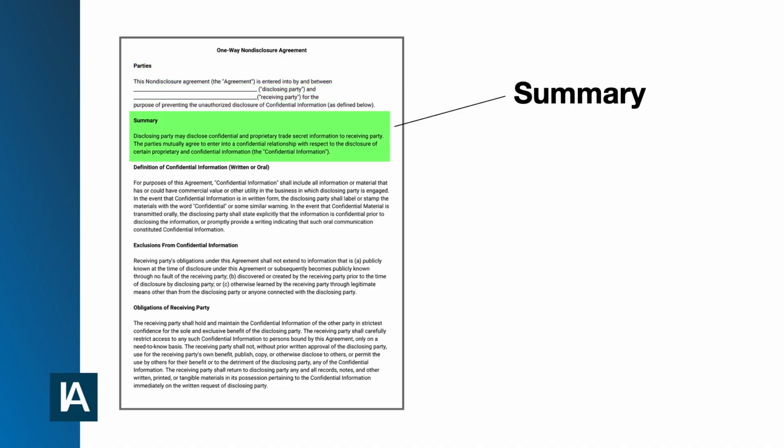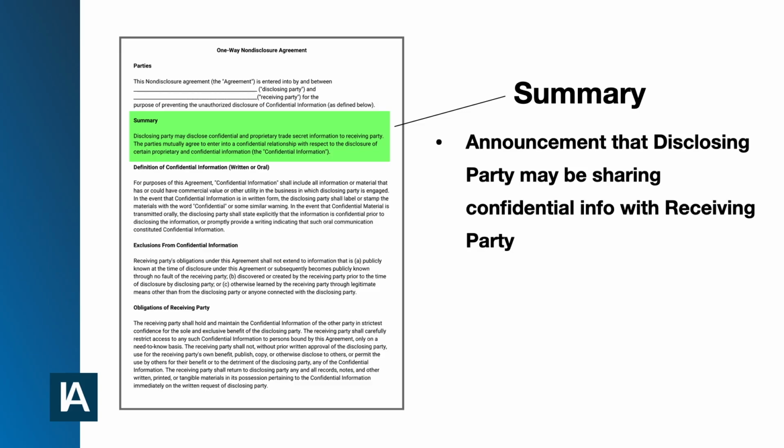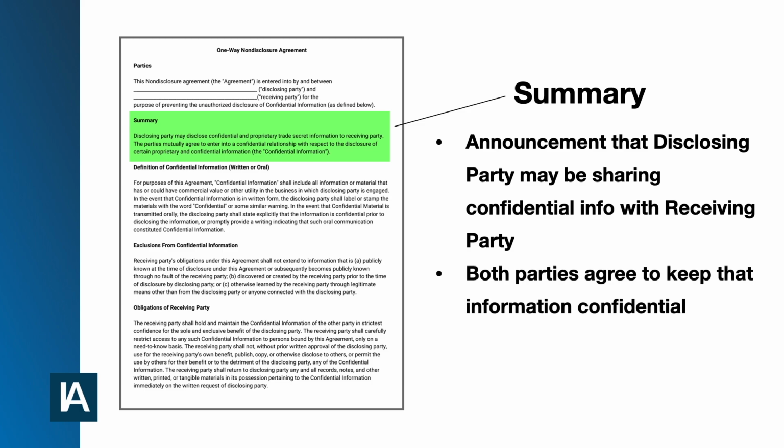The summary is basically stating what this agreement entails, and that the disclosing party, which is you, may disclose confidential or proprietary information during your conversation or meeting. And it's saying that both parties are agreeing to keep this confidential information secret.